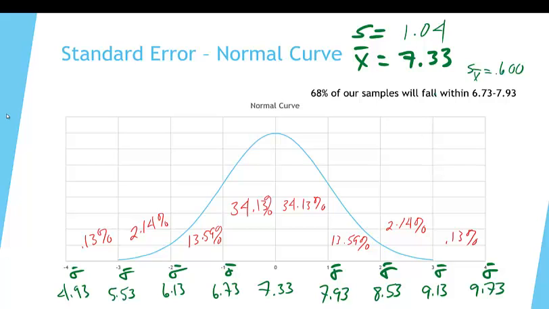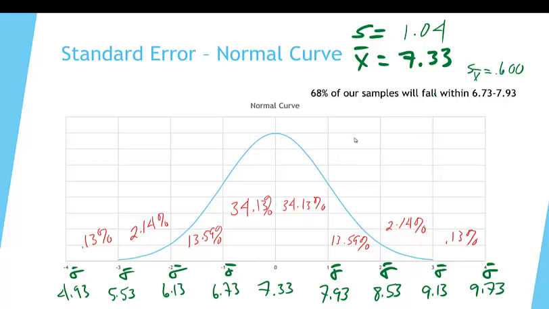And we're back. So what we've determined now from our samples is that our sample mean was 7.33, our standard deviation was 1.04, and the standard error was 0.600. And so what we can do then is look at the population error. This sigma bar is the population error.